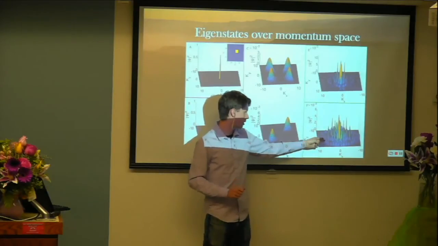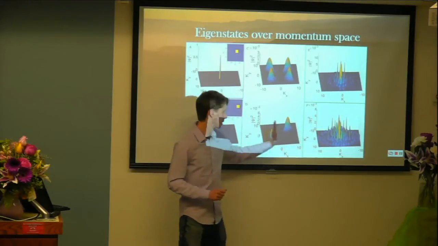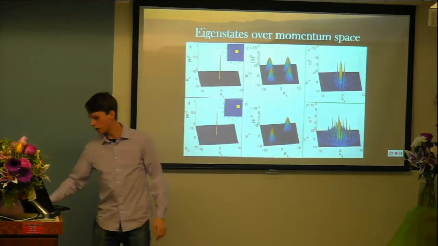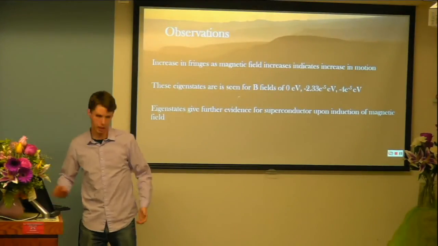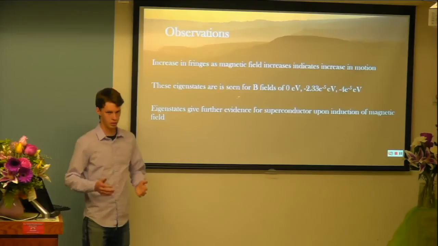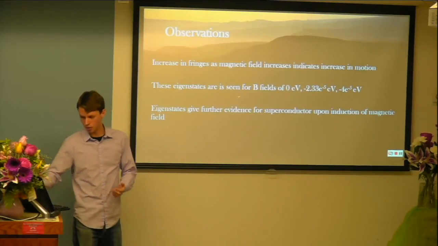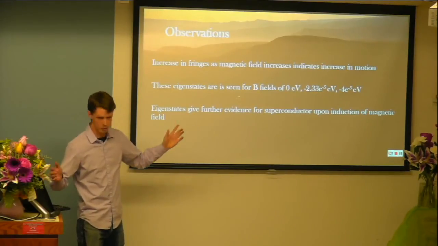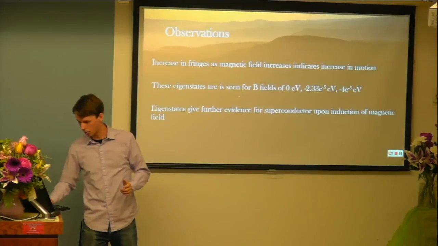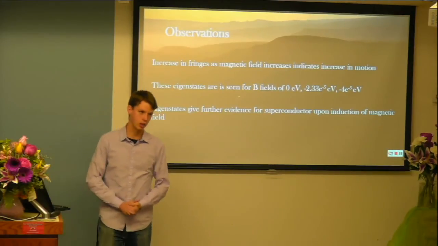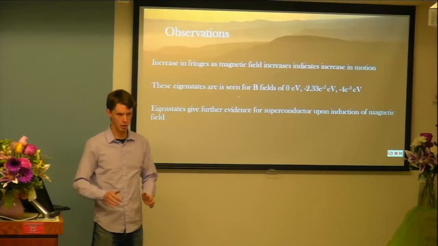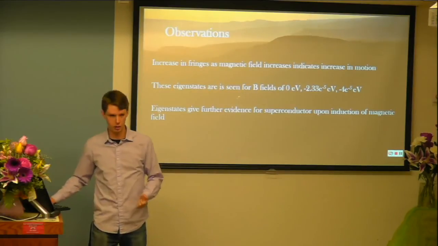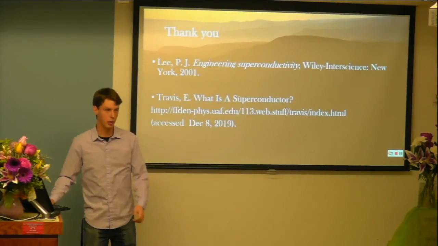This is at a higher energy, as the magnetic field is increased. This is just a couple of the eigenstates taken out of that. Observations, again: as the fringes increase, that leads us to believe that there's an increase in motion. My units are not quite great, but they're there. Basically what I took out of this is that upon induction of a magnetic field, it could lead us to believe that a superconductor could be formed under the right conditions, which I think is very interesting. So thank you.